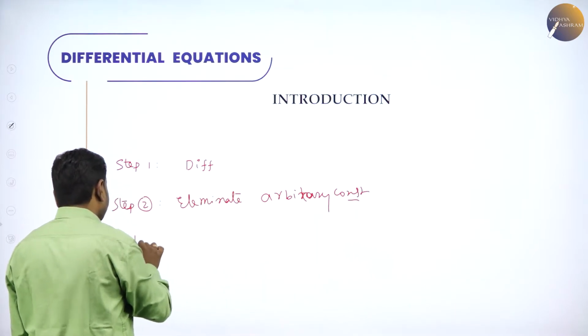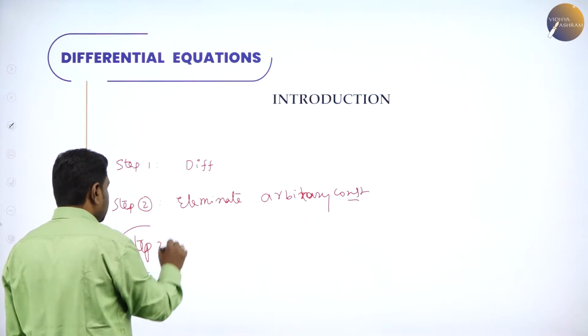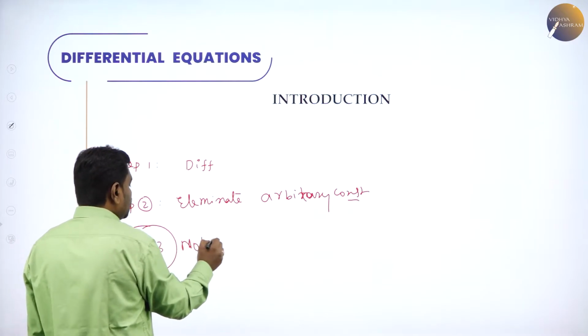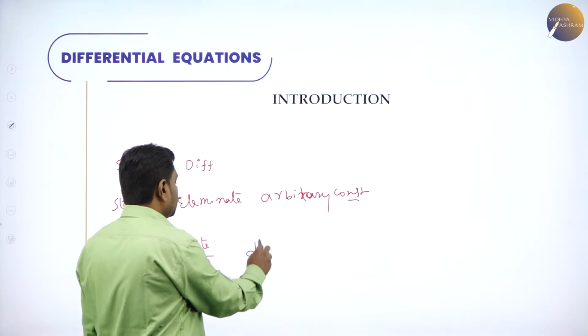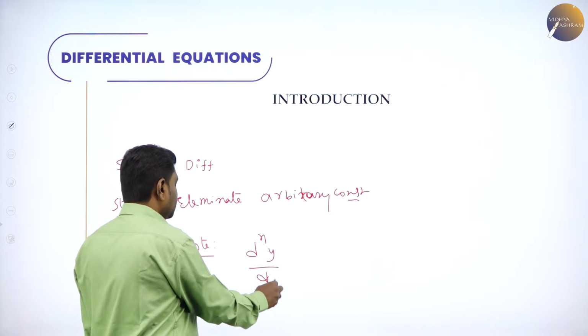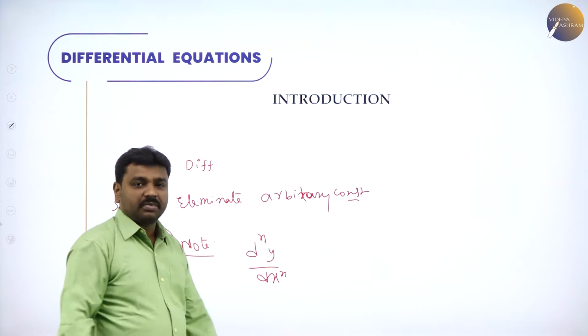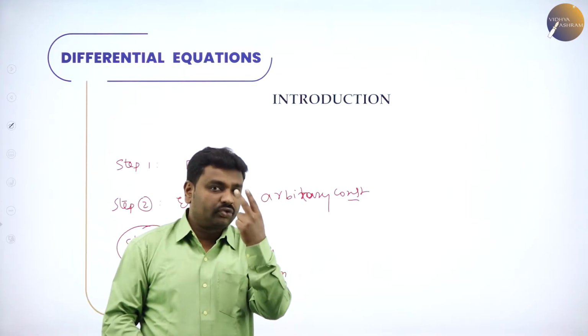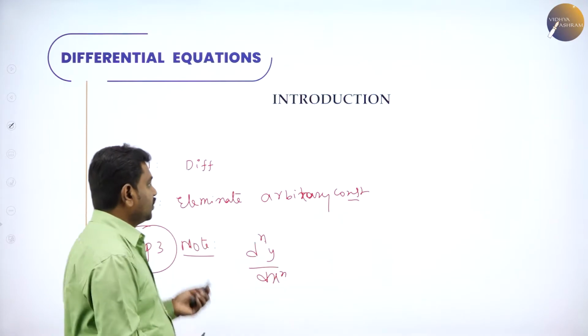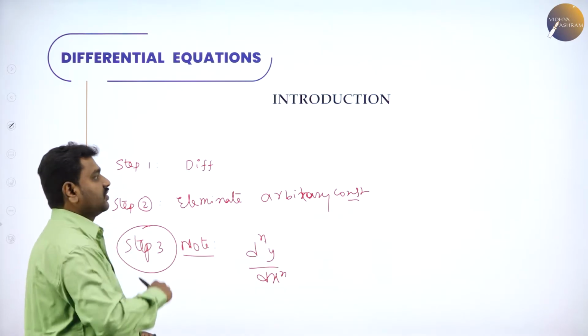And step 3, or I can say a note: how many times can you differentiate? The number of times of differentiation depends on the number of arbitrary constants. If you have one arbitrary constant, you can differentiate only once. If you have two, you can differentiate twice, like that. So now we'll start the problems of the exercise.